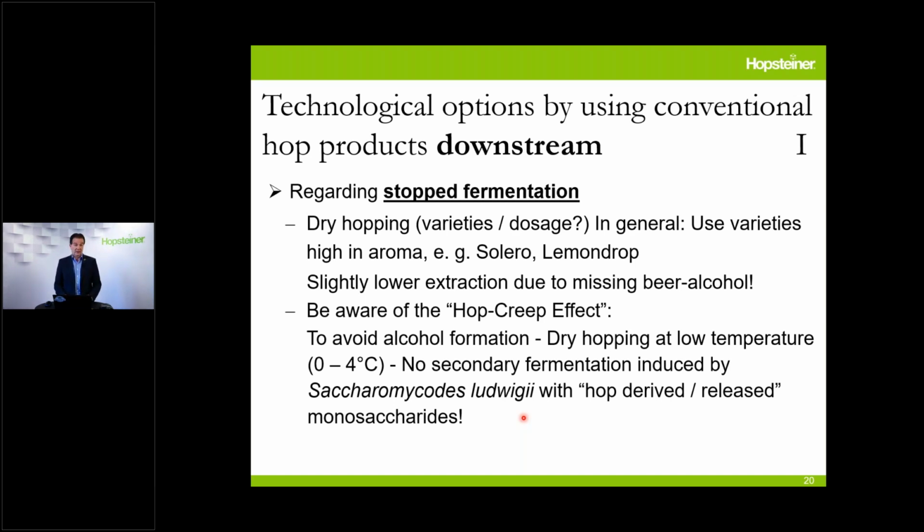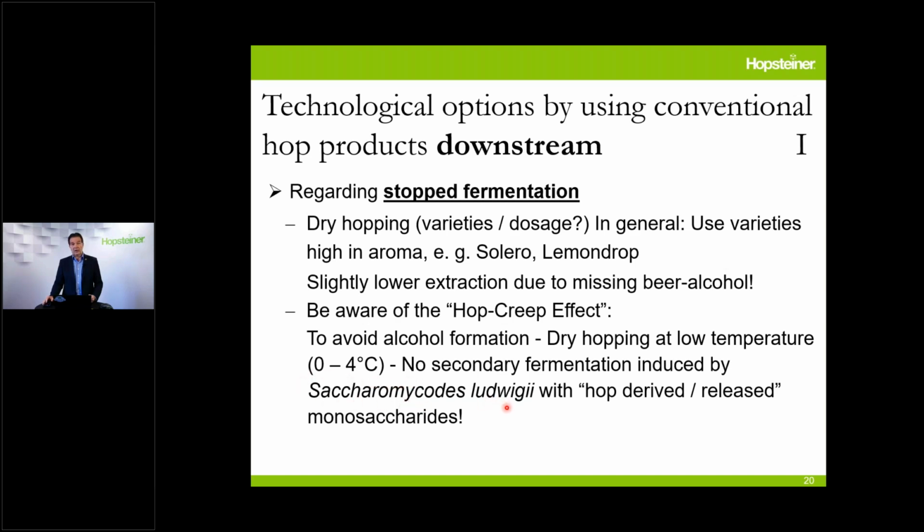hop creep effect. That means that I have a secondary fermentation that is induced by still active yeast cells together with released sugars, maybe also enzymatically released sugars from the non-fermentable sugars from the brewing process, and that leads to alcohol formation, and that is the problem here, and also leads to formation of CO2 gas. But the alcohol formation is the problem, because then you produce alcohol in an alcohol-free beer, and then you maybe have the problem that you do not reach your specification with the maximum alcohol that you want to have in your product.